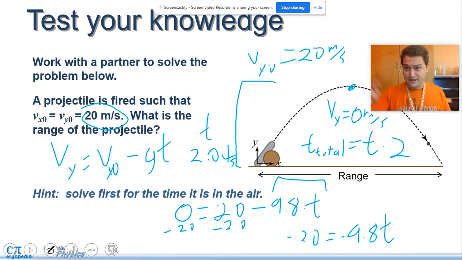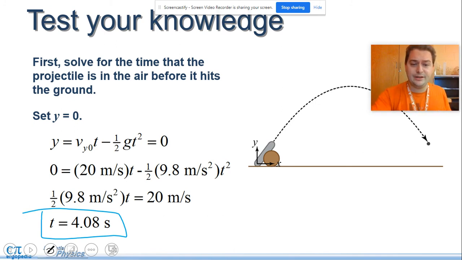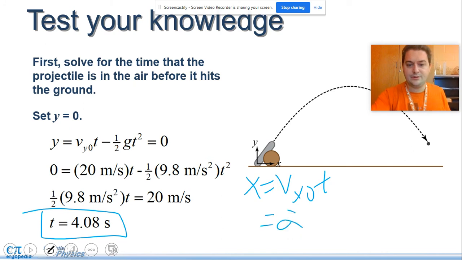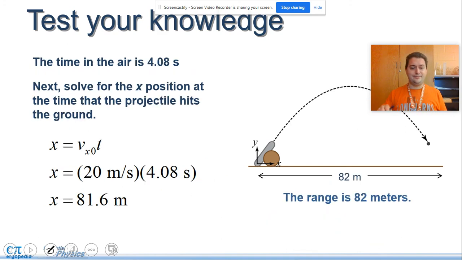Remember, it's double. The whole thing is double. So your total time is, in fact, 4.08 seconds, because 2.04 times 2 is 4.08. But is that the range? No, we got to use the range equation. Range equation was x equals Vx0 times t. Well, Vx0 we said was 20 because it said it was both. Both of them were 20 times 4.08 seconds. Now it's simple math. 20 times 4.08, boom, 81.6 meters, or 82 meters, is your range.